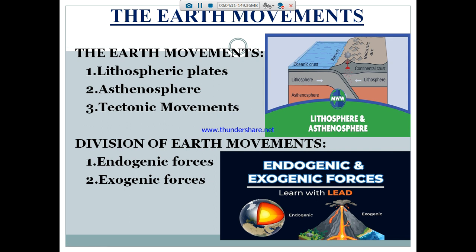See here, these endogenic movements sometimes produce a sudden movement, at other times they produce slow movements. Sudden movements cause earthquakes and volcanoes. So it will happen on the surface of the earth. Can you understand these earth movements? Up to this we had seen in the previous lesson.